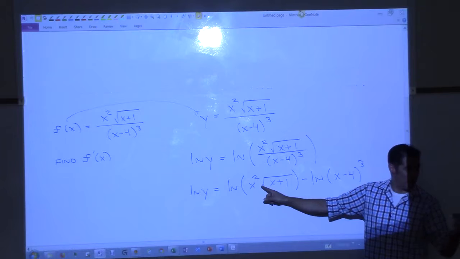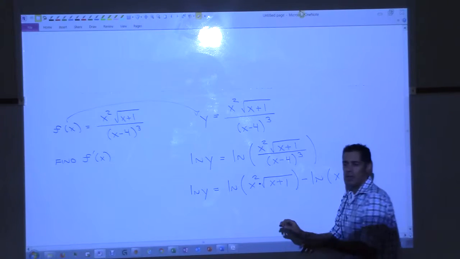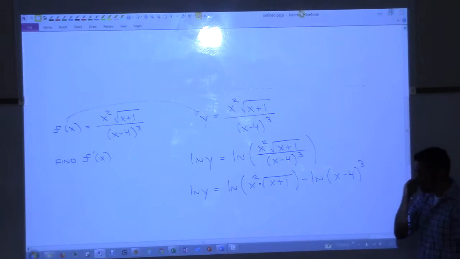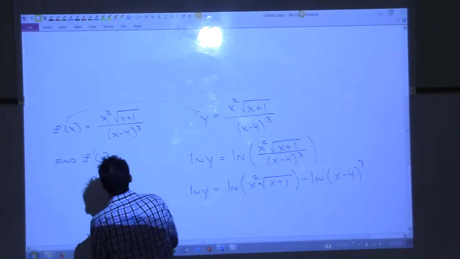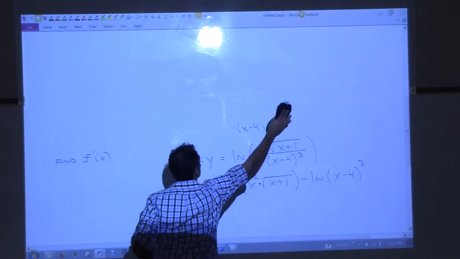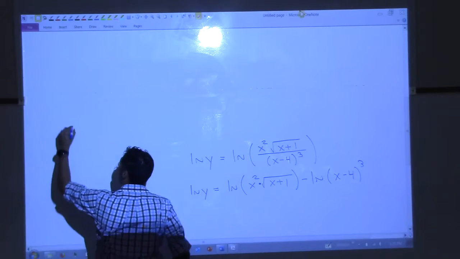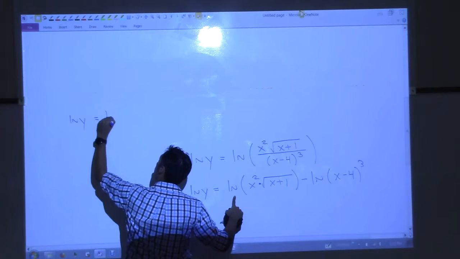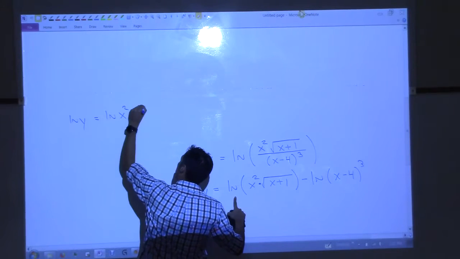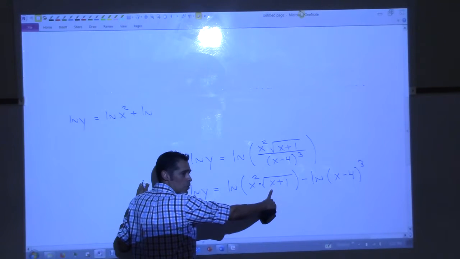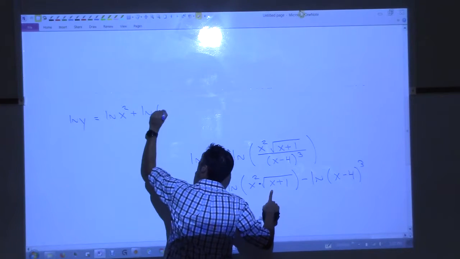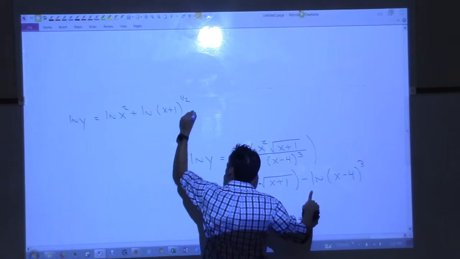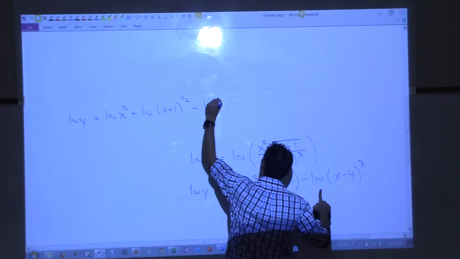Yeah, so this one will split, right? Because we have multiplication here, inside of a log I can split it into two logs also, but this time it'll be a plus between them instead of a minus. So now my left-hand side is natural log y. My right-hand side is natural log of x squared plus natural log of the square root of x plus 1, right? But I'm going to write that as x plus 1 to what power? 1/2, because my intention is to pull that 1/2 out on my next step.